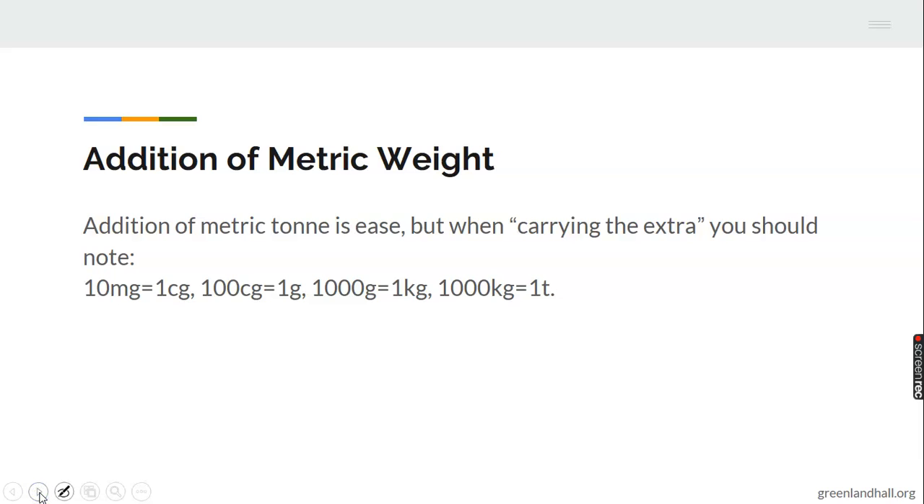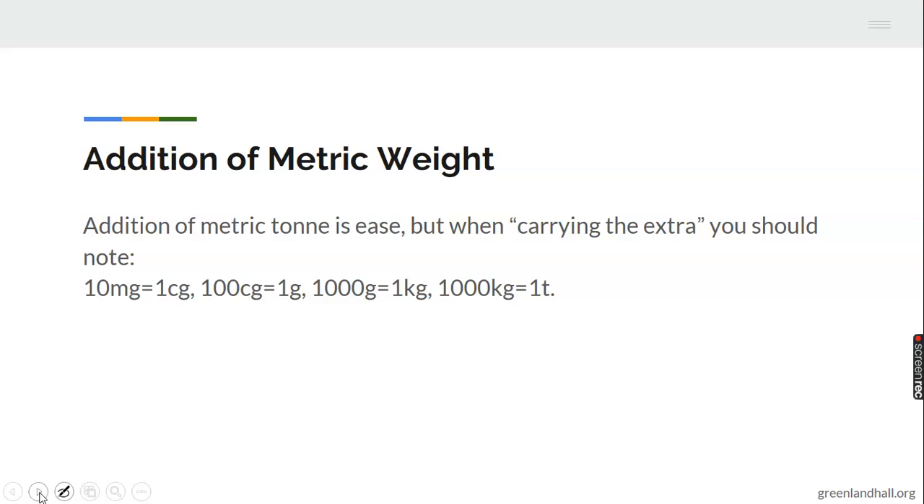Now, this is the crux of the matter. I know some of you have been waiting for this. Oh, come on, Mr. Omo, when do we start addition? I can't wait to lay my hands on some of the sums today. We are here already, people. Addition of metric weights. How do we add? What should I know? Easy.